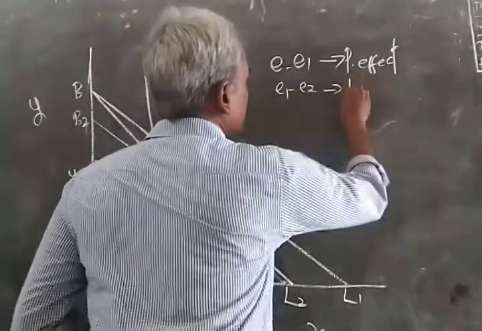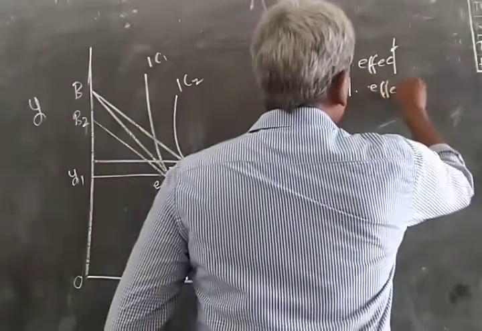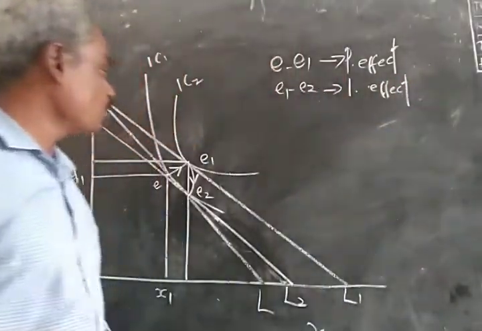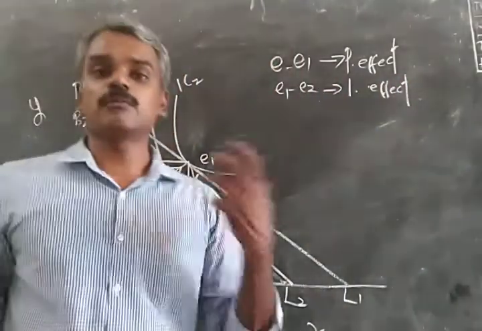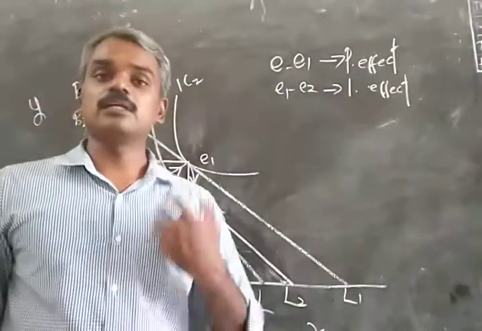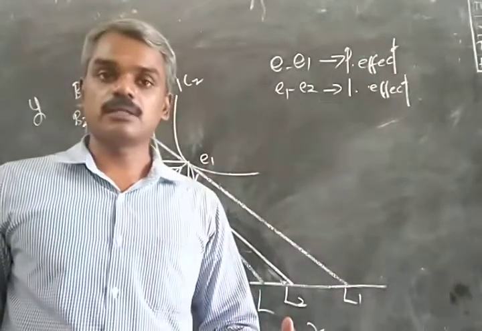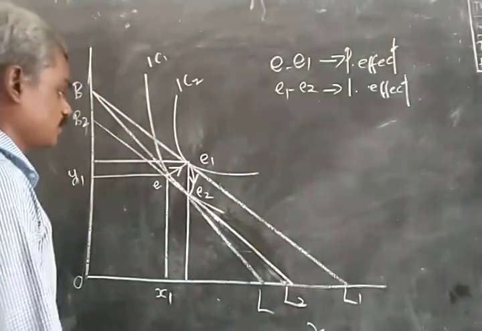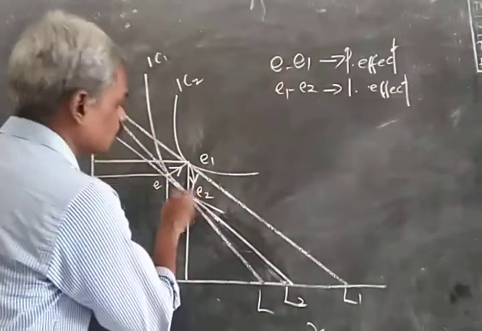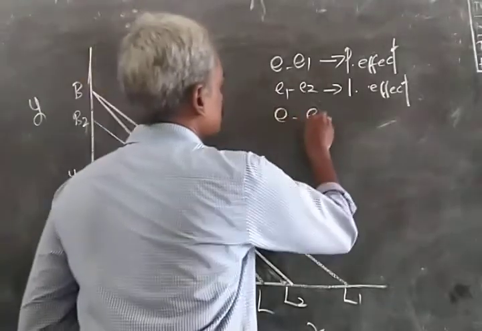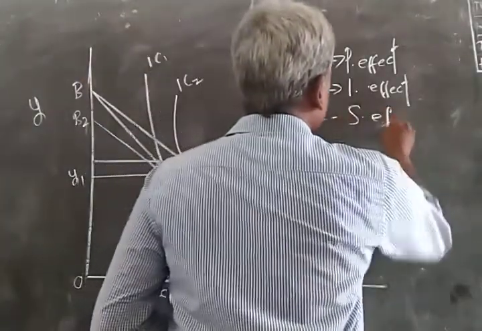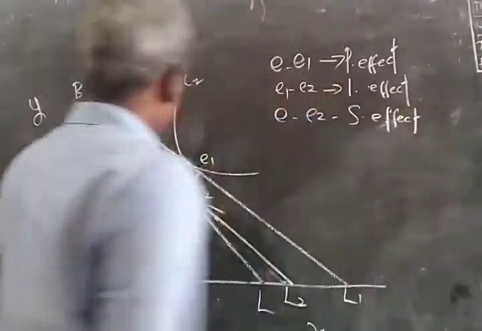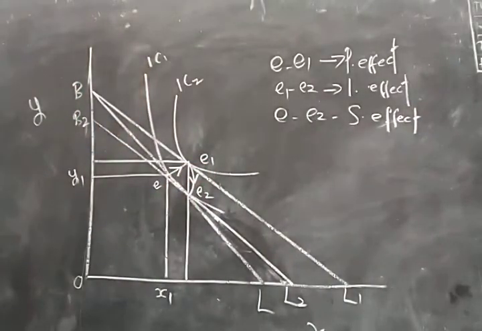Why is it called the income effect? Because the consumer moves from E1 to E2 when his income is taken out. So when his income is taken out, the income effect is negated, cancelled, or nullified. So what remains is the substitution effect. So the movement from E to E2 is the substitution effect. Movement from E1 to E2 is the income effect, and movement from E to E1 is the price effect.